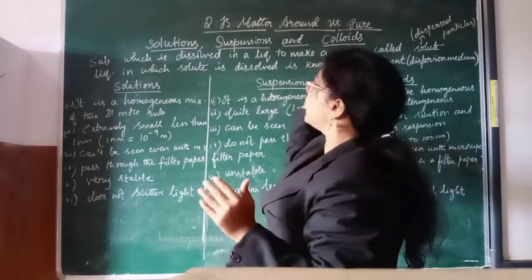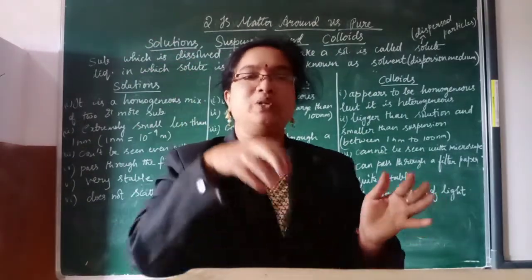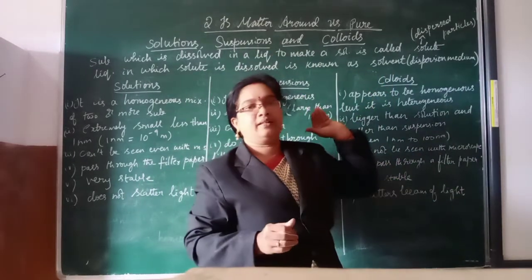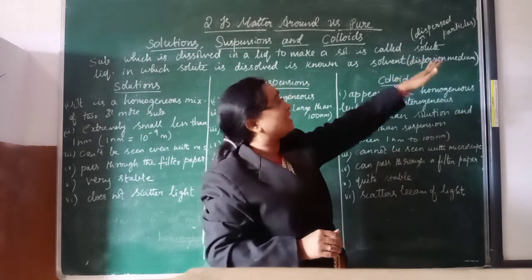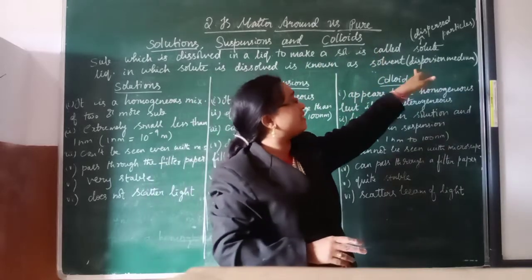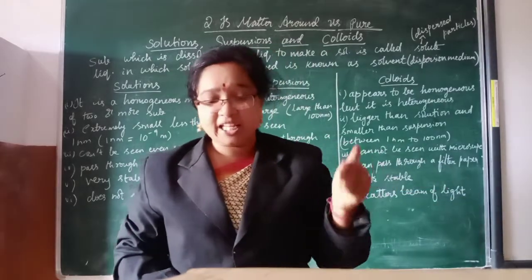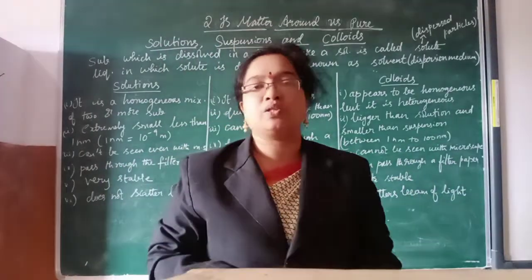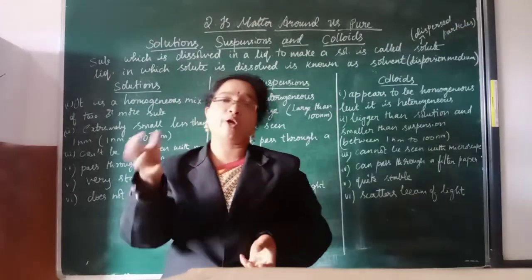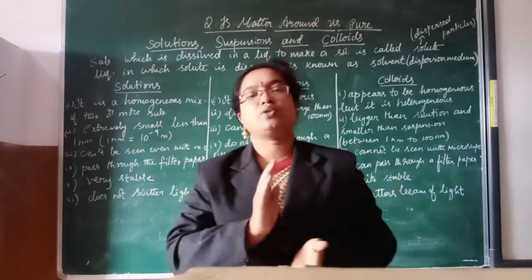The solvent is the liquid in which the solute is dissolved. In whichever liquid we are going to dissolve the solute, that liquid we call the solvent. Clear? Another name for solute is dispersed particles, and another name for solvent is dispersion medium. Clear? Different types of solutes are there: salt, sugar, and so many chemicals. If any solute dissolves in water, that type of solution we call an aqueous solution.